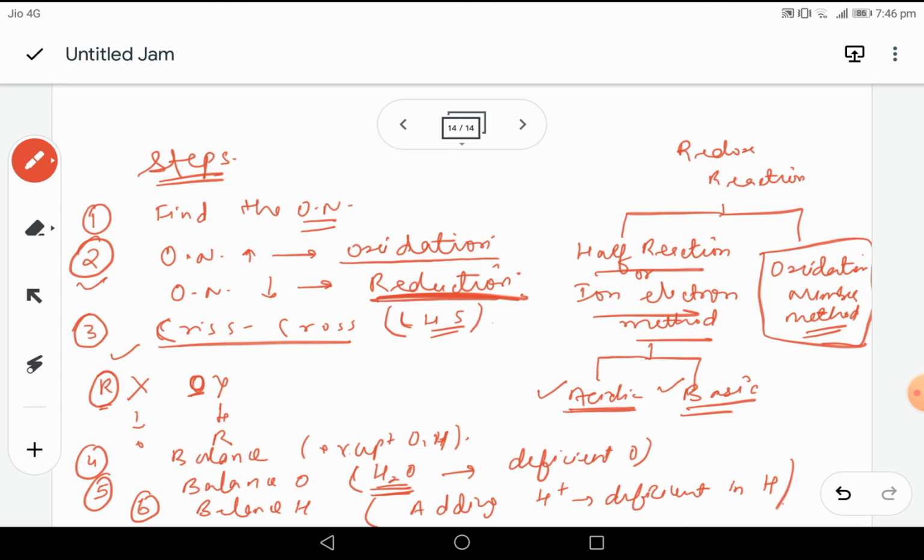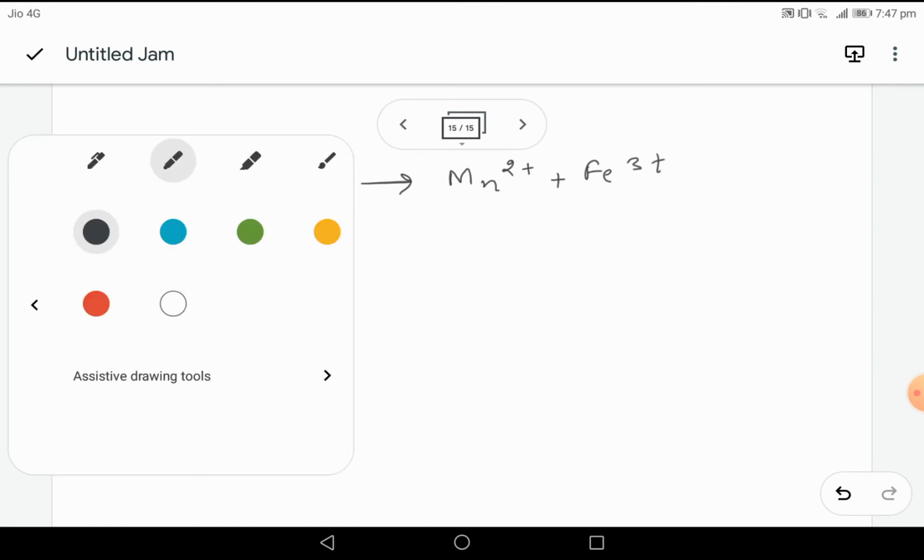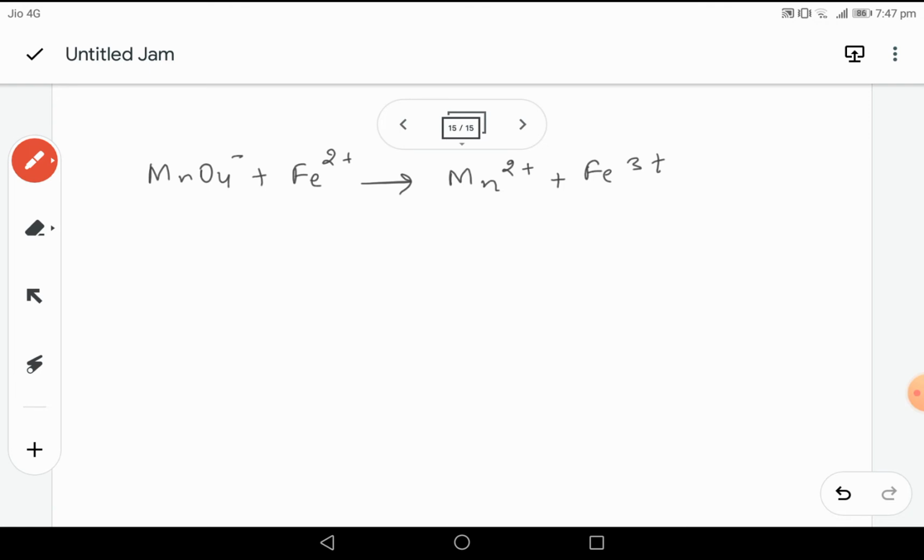Now before I start with the problem, I want you all to write these steps, so that when we solve the equation you all know them. Okay, so in total how many steps are there? 6. Now let us take one example. I am writing the equation. The equation is MnO4 negative plus Fe2 positive. It will give us Mn2 positive plus Fe3 positive. Okay, so you will write the steps and we will follow all the 6 steps and we'll get the answer.